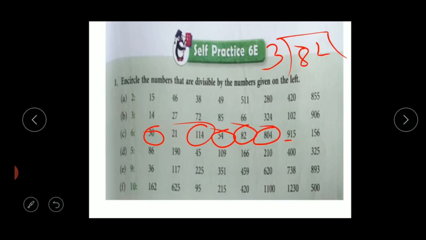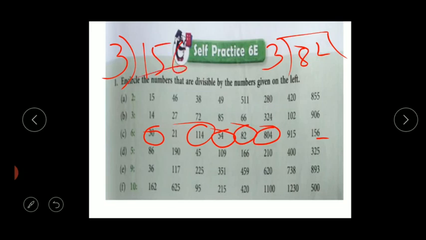So 915 here. You can directly see that in one's position it is 5. So it cannot be divided by 2. So 6 cannot divide 915. Similarly, 156 is divisible, but in the one's position you have 6, which is an even number. So it is divisible by 2. Now you have to check with 3.